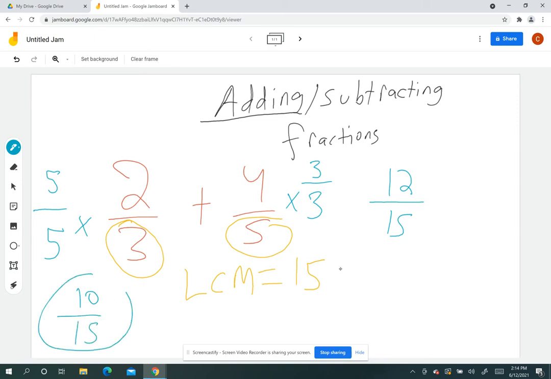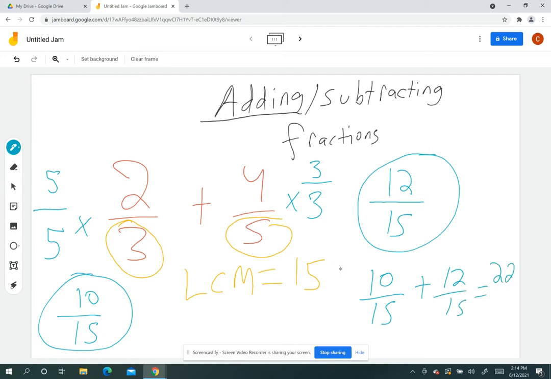So now I have two new fractions that have the same denominator, and now we do the fun part. 10 over 15 plus 12 over 15, which will get us to 22 over 15. And that is our answer. Notice how I did not add my denominators. I kept my denominator the same. The same thing happens every time we do this.